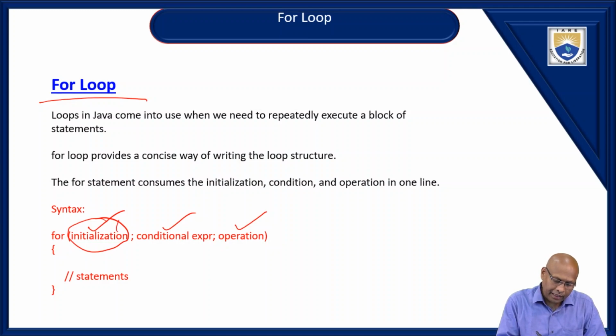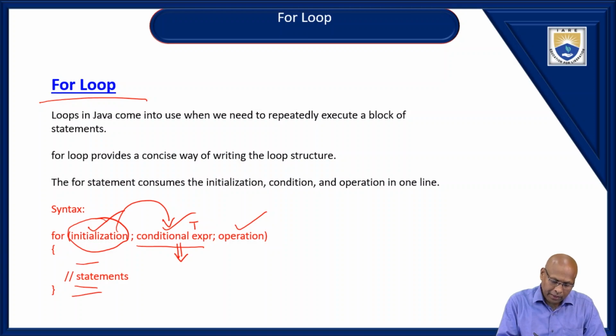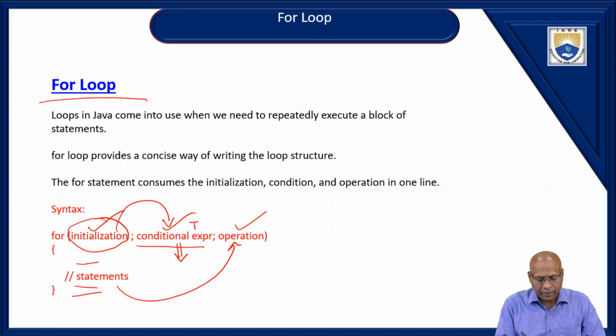After initialization, the control will come to the conditional statement. It will check the condition part. If the condition is true, the control will come inside. Then it will execute the statements. After executing the statement, the control flows to the operational part. After performing the operation, again control comes here, checks the condition. If the condition is true, then repeat the statements. So that means the for loop is repeating, as long as the condition is true.